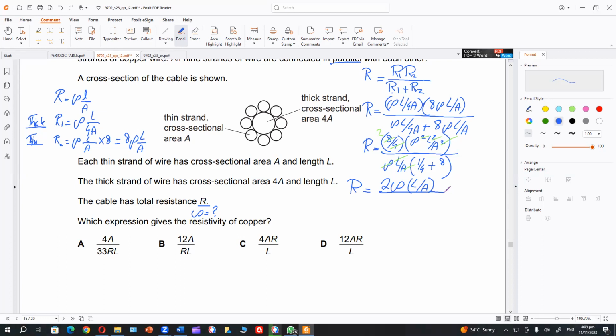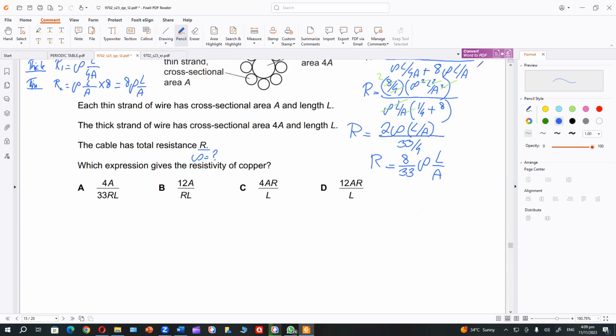8.25. No, keep it in fraction. 33 divided by 4. Sorry, 33 divided by 4. 33 upon 4. Good. Then at last one answer. Now I want to find rho, so I have to make rho the subject. This 4 and this 2 will become 8. So it will be 8 upon 33 rho L upon 8.